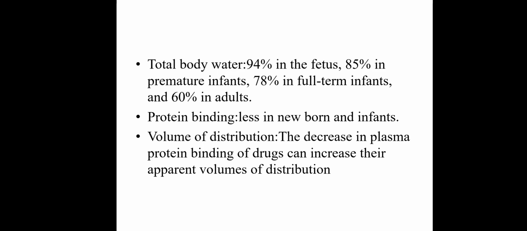Total body water is 94% in fetuses, 85% in premature infants, 78% in a full-term infant, and 60% in an adult. Protein binding is less in a newborn and in infancy. Then volume of distribution: decreased plasma protein binding of drugs can increase their apparent volume of distribution.